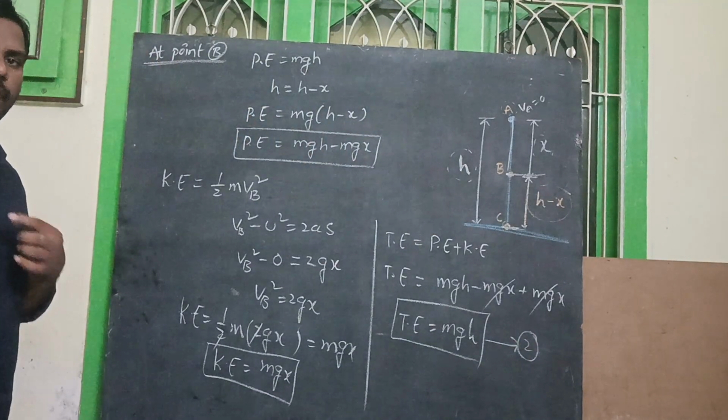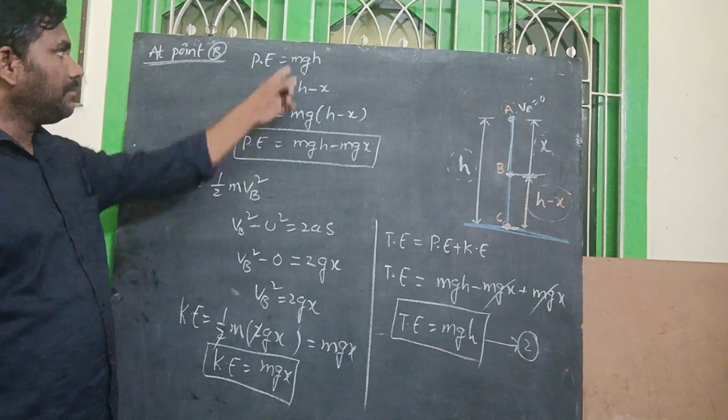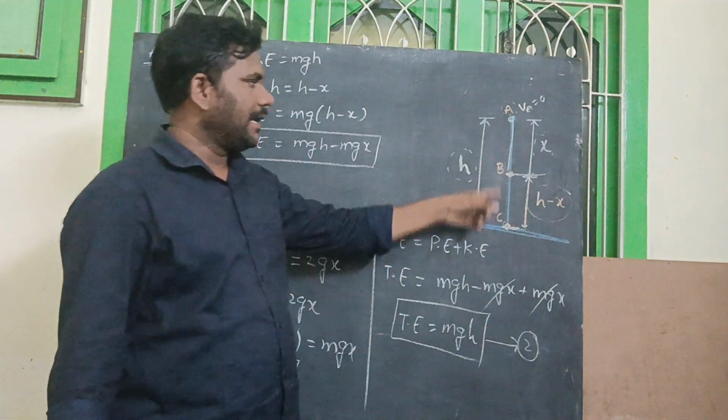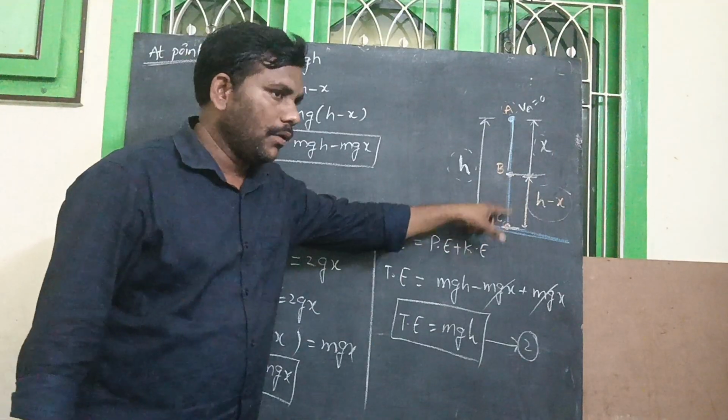So listen carefully once again. The potential energy is mgh. Coming to the diagram, here the potential energy height must be taken from the ground.